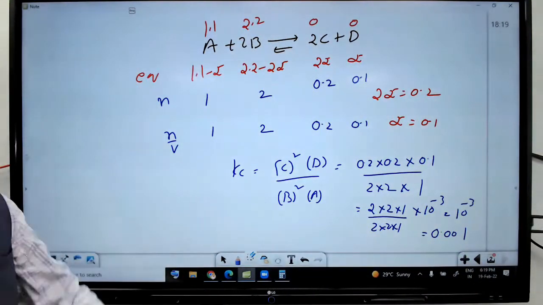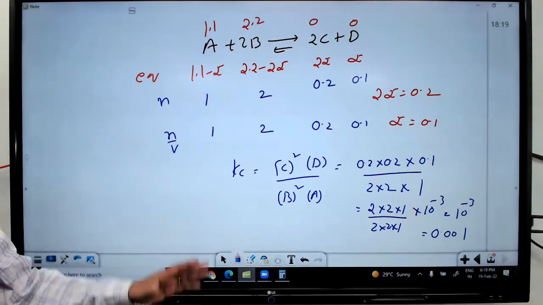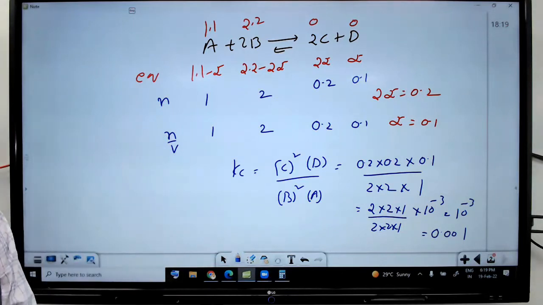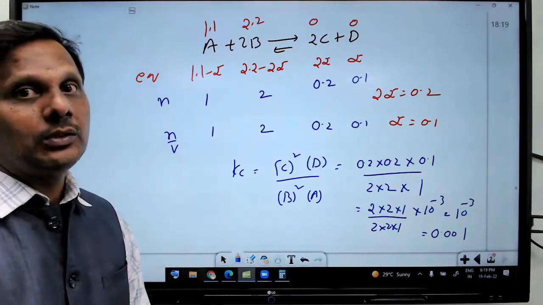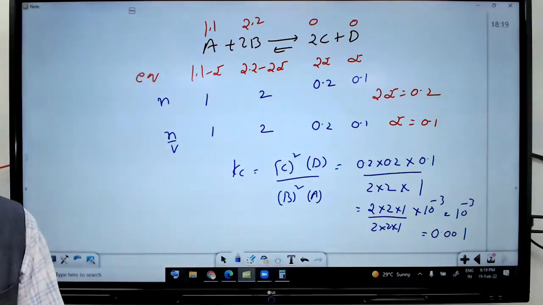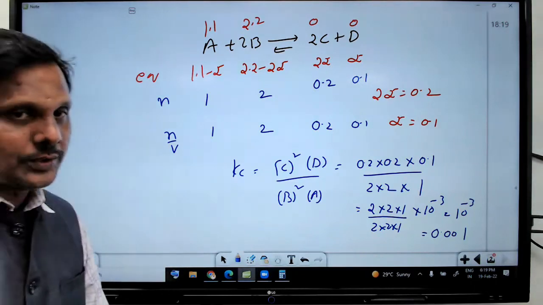So answer is 10 power minus 3. Once again note करो: A plus 2B gives rise to 2C plus D. 1.1 mole of A, 2.2 mole of B. These are the equations at equilibrium assumption, but given at equilibrium C formed is 0.2. We calculate alpha and substitute. Because 1 liter vessel है, number of moles and concentrations both are same. Note करो, जल्दी नोट करो.